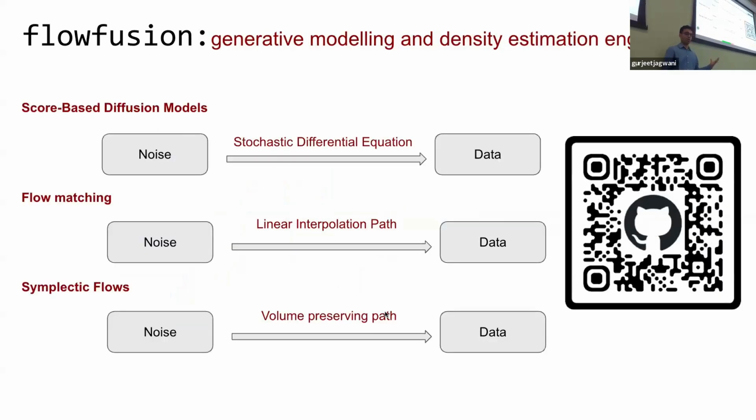Underneath all of this, to enable all these diffusion modeling and all of these different estimates and things that we're doing, we have Flowfusion, which is our generative modeling and density estimation engine. It has 3 different types of machine learning algorithms in there, which are generative modeling algorithms. So going from noise to data, score-based diffusion models use SDEs, flow matching uses a linear interpolation path, and symplectic flows use something called a volume preserving path.